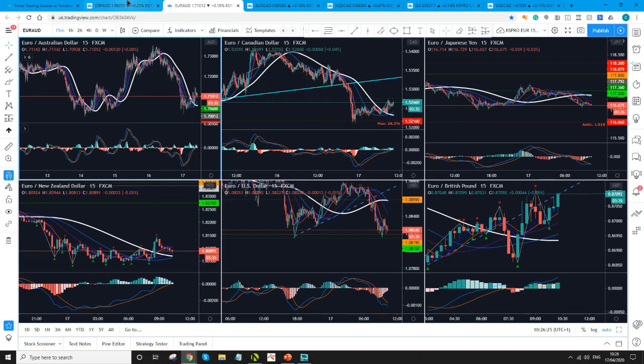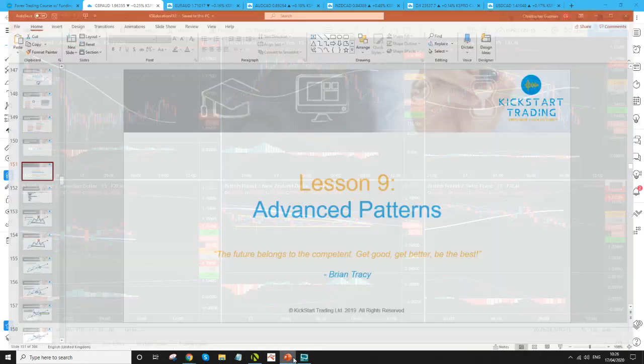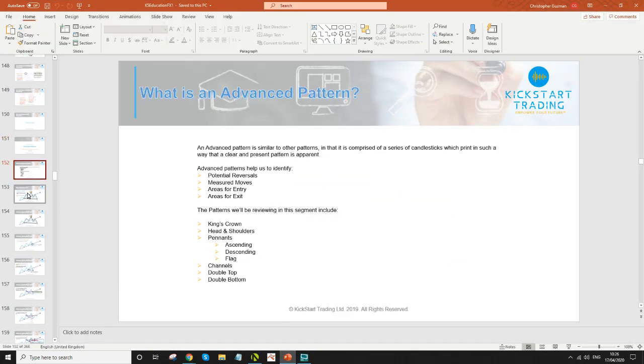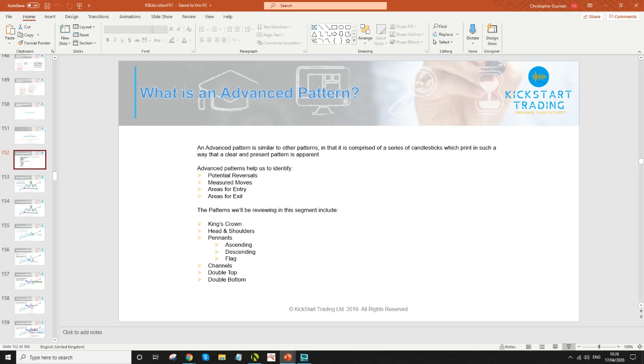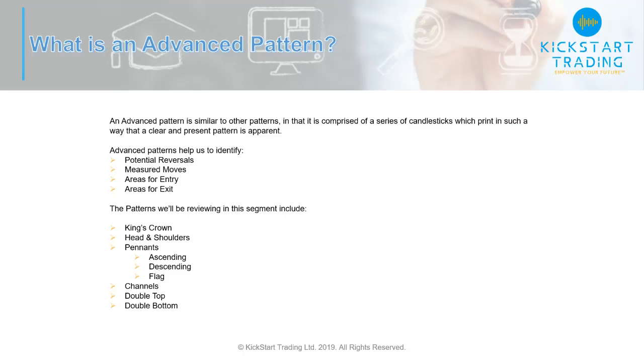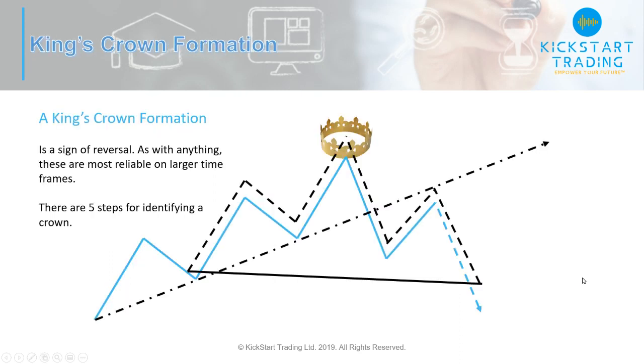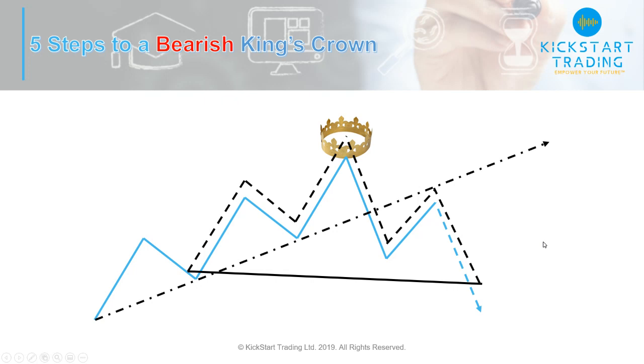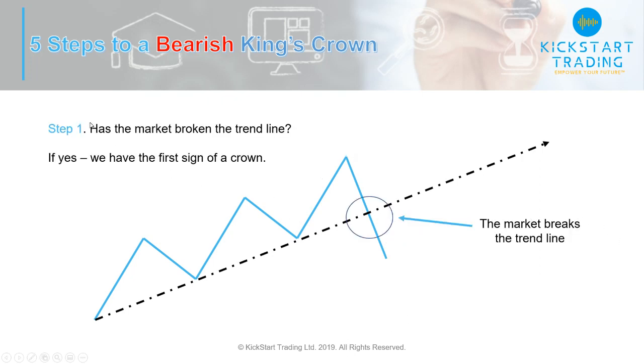And the reason for that is because a king's crown formation is based on a set of steps, right? A series of steps that the market has to go through in order for us to call it a king's crown formation. Okay, there are 5 steps in total. And so let's just review them quickly before we go back into the market. I'm going to show you an example of a king's crown that I'm looking at, and I'm going to show you an example of the head and shoulders, like I said, which I believe is on pound Aussie. And so, king's crown, okay, 5 steps, like I said.